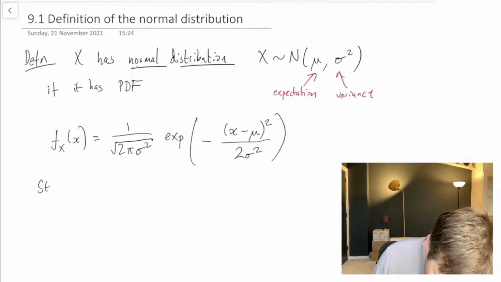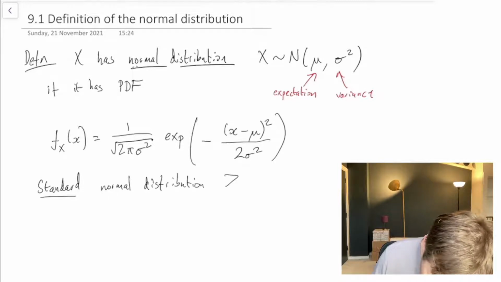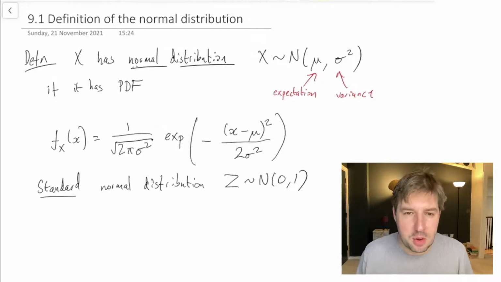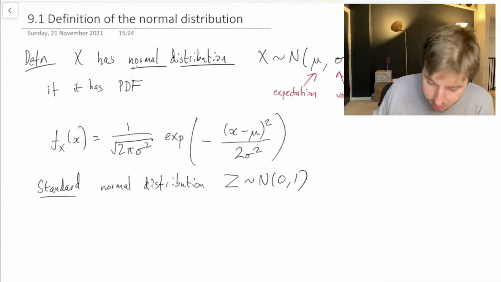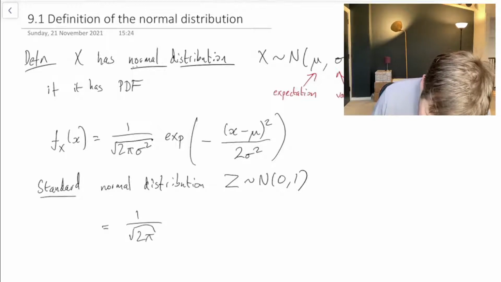One special case, which will turn out to be quite important, is the so-called standard normal distribution. And this is the case where mu equals 0 and sigma squared equals 1. So if we set mu equals 0 and sigma squared equals 1, we've got a normal distribution with expectation 0 and variance 1. And so that has PDF. Bit in front is just 1 over root 2 pi, and the thing in the exponential there, you can probably see it's just minus z squared over 2.